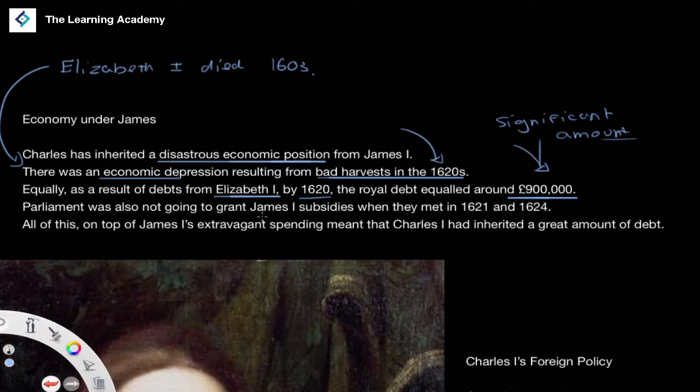Parliament was also not going to grant James I any kind of subsidies when they met in 1621 and 1624. You'll remember from the last lesson that James had an up and down relationship with his parliaments. There were a few that refused to grant him any kind of subsidies, 1621 and 1624, and then there were a few where he had to give a number of concessions in return for financial funding, and then there were a few towards the end of his reign where there was a little bit more cooperation. Parliament was generally quite cooperative towards the end of James's reign, at least the last Parliament before he died. So the relationship with Parliament, while being up and down, ended relatively positive.